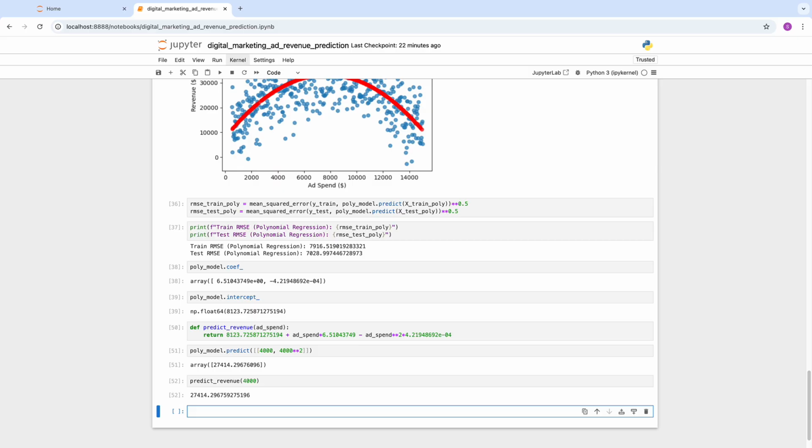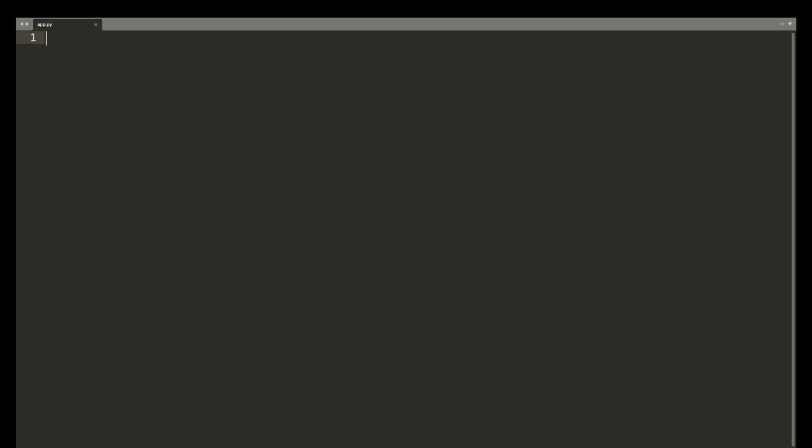So we've trained our polynomial regression model, and it now captures the real curve between ad spend and revenue. But the Notebook isn't the best way for our marketing team to use this. What they need is something simple, a page where they can enter a budget and instantly see the predicted revenue. So let's build a web app to make this model easy for them to use. We'll do this using Streamlit.